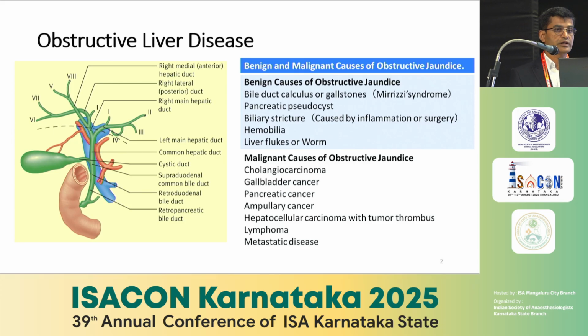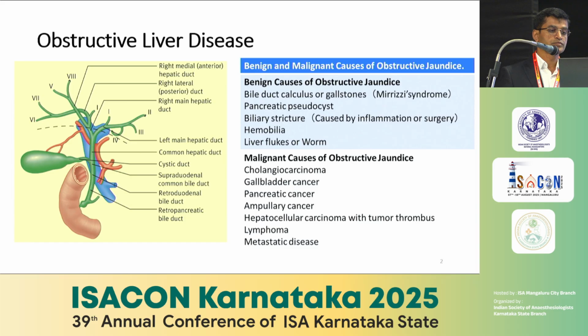As you can see in the diagram, the obstruction for the biliary drainage can be in any of the parts of the biliary tree. That is the dotted line you can see. Before that, we can call it as intrahepatic. After that, it is posthepatic. And this table tells us various common causes of the obstruction of the bile duct.